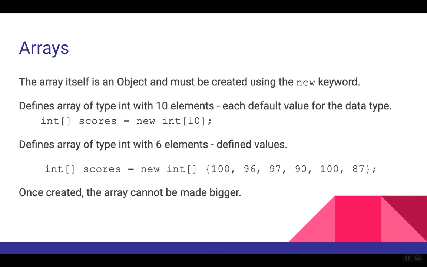Okay. Here I can also use this list notation to initialize an array. Here I say this is an integer array. It's called scores. I want to set it to a new array of integer, but instead of giving it the number of elements, I can use the list notation and give it the value of each element. So in this case I get an array of 6 elements. The 0th element is 100. The first element is 96. 97 is the second, etc.